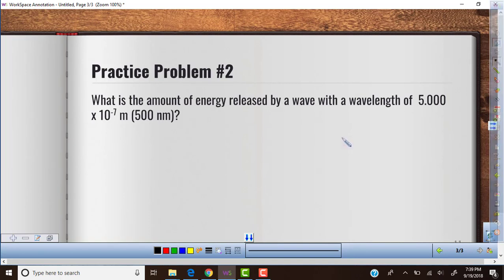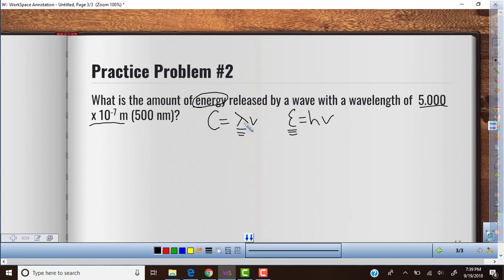So let's take a look at some of these problems in action. What is the amount of energy released by a wave with a wavelength of 5.000 times 10 to the negative 7th, also known as 500 nanometers? Well, we know that we have a couple different equations we can look at. The first is that C is equal to lambda V, and we also have an equation where we have E is equal to hV. So the question is asking for the amount of energy. Well, the only formula that has energy in it is this, but the only thing given to us in the problem is wavelength, which is this value.